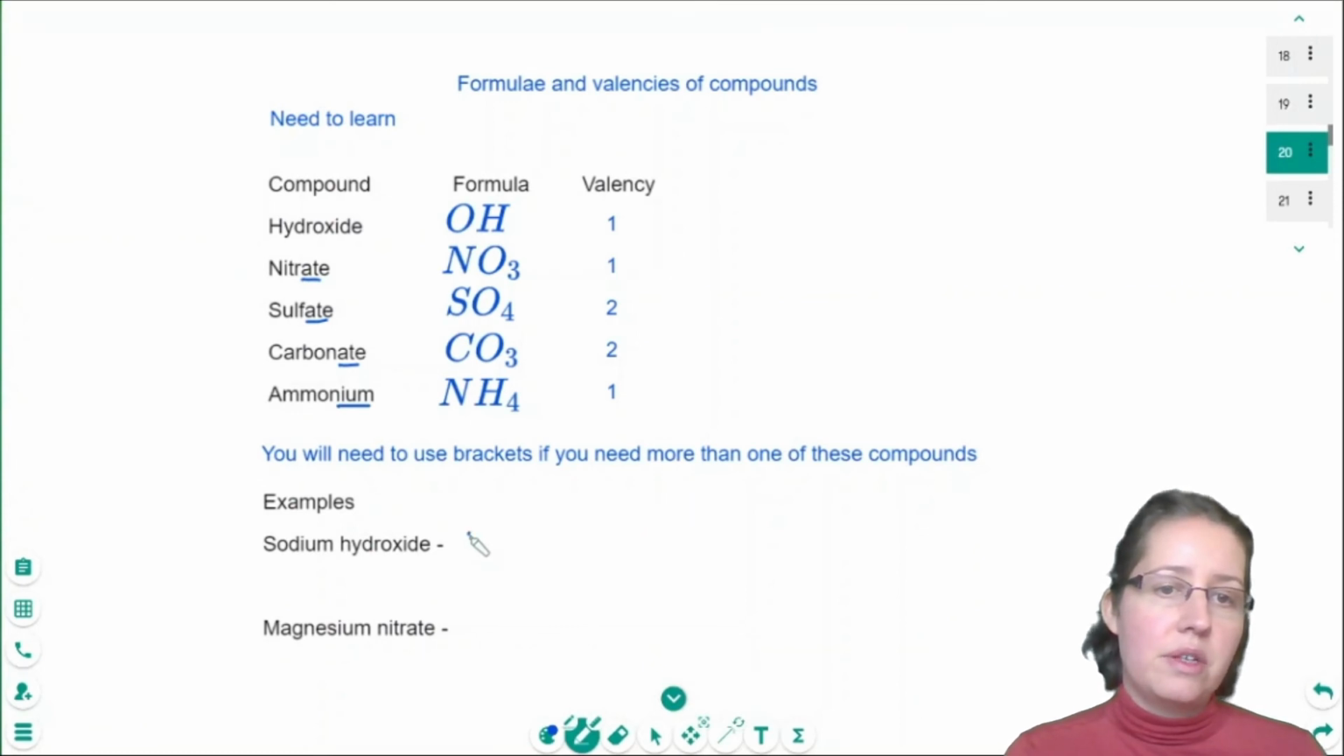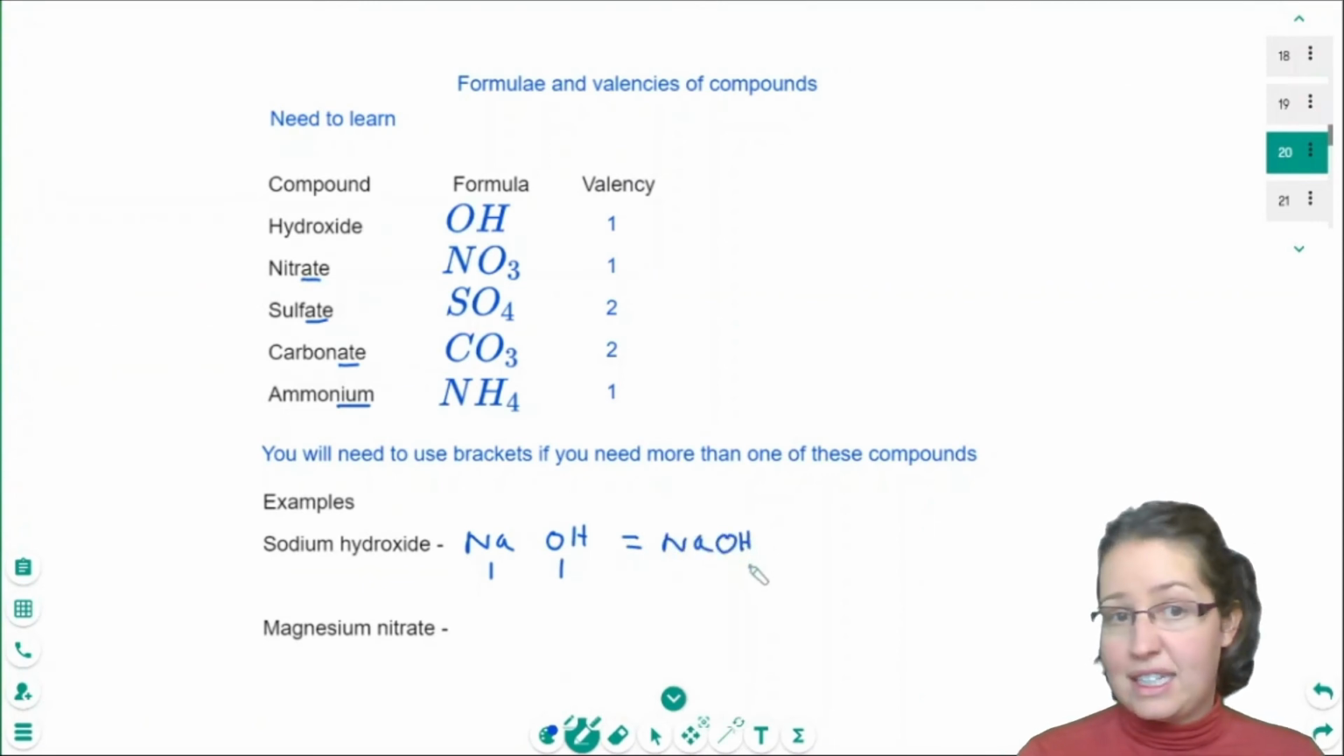So if we have sodium hydroxide, sodium group 1, valency 1, hydroxide from up here, valency 1, crisscross, and we just get Na1OH1, NaOH. No brackets needed.